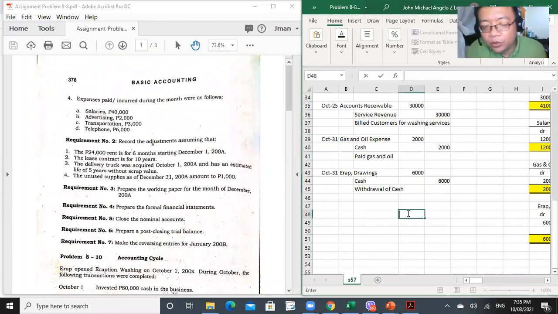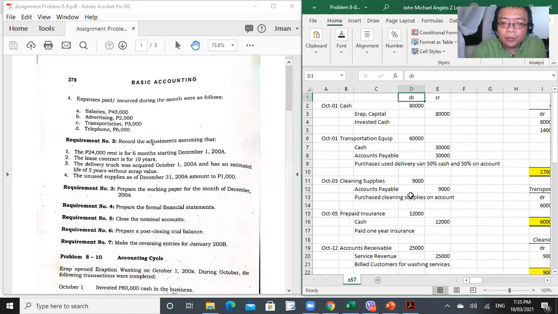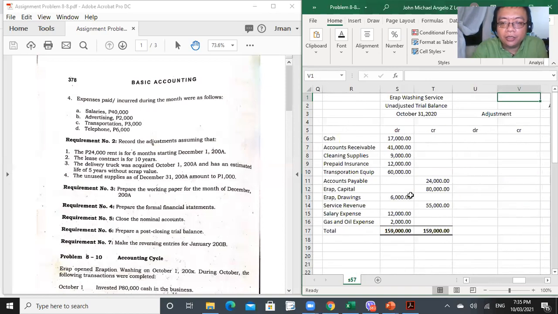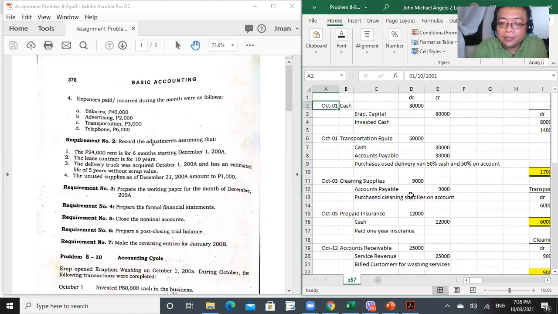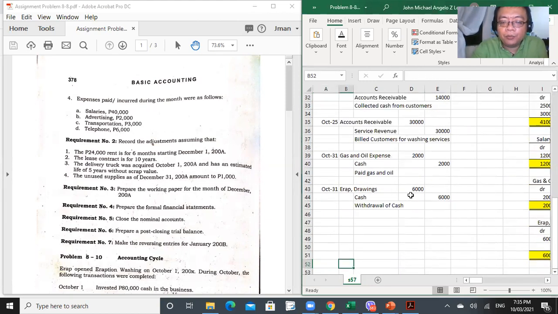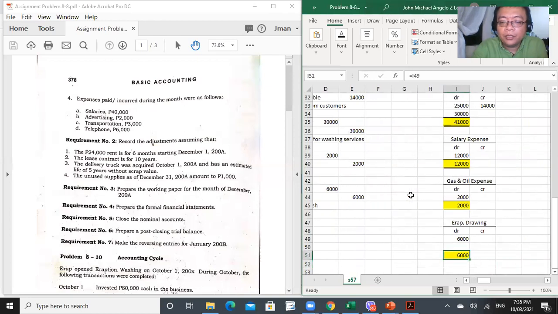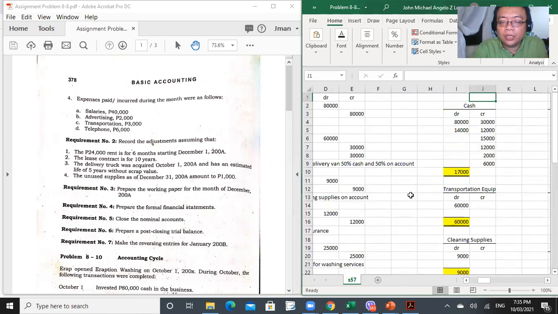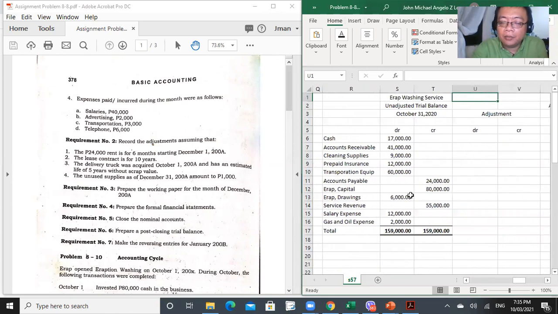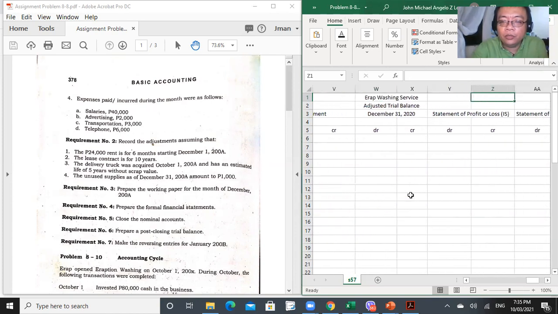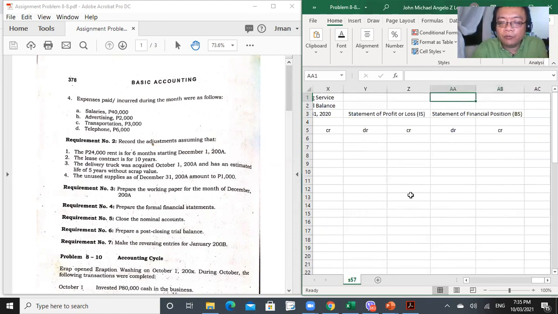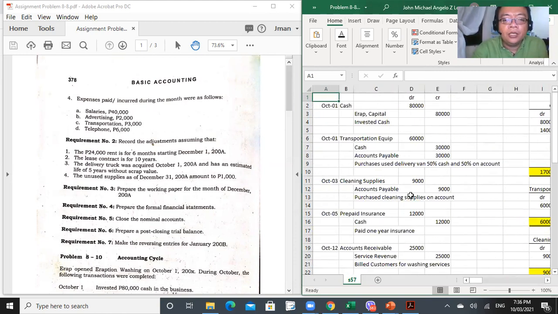Alright, last time what we discussed is all about the theoretical part of adjustment, correct? Today, we will continue answering this problem again. Problem 8-8. What we did is basically number one is journal entries. After that we post it in our ledger, and after that we prepare a trial balance, the unadjusted trial balance. So we will continue up to the adjustment, and hopefully we can have until the statement of position. If not, next meeting.